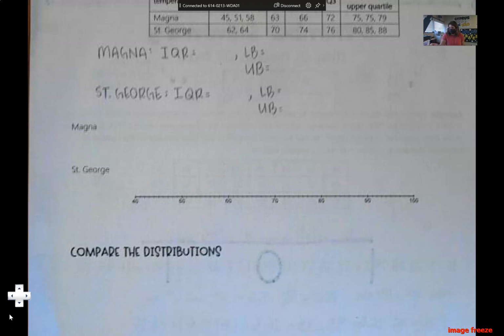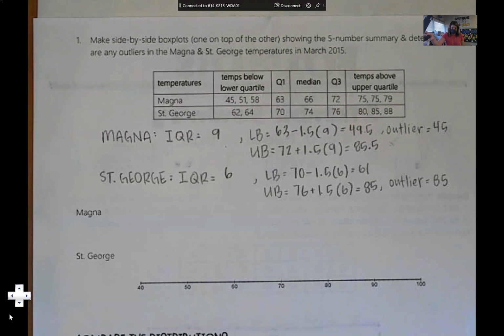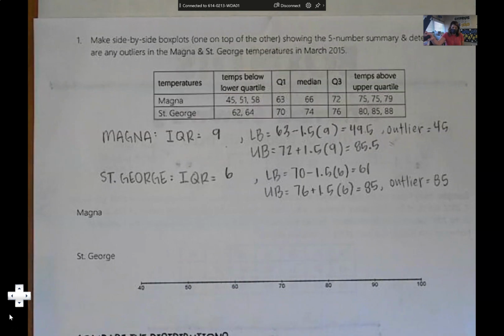Okay, Jacob learns at home. Caleb, are there any outliers in the Magna set? Yeah. How many? One. Emmy learns at home. Ernesto, are there any outliers in the St. George set? Yeah. How many? 2. I only got 1.